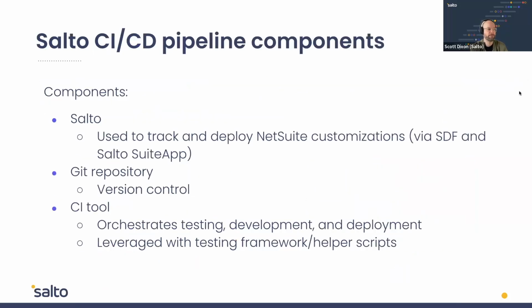Now, in terms of how you would set up a CI/CD pipeline with Salto, these are going to be the specific components that you would need. There are going to be three major components here. First is going to be obviously Salto. Salto is going to be used to track and deploy the NetSuite customizations.